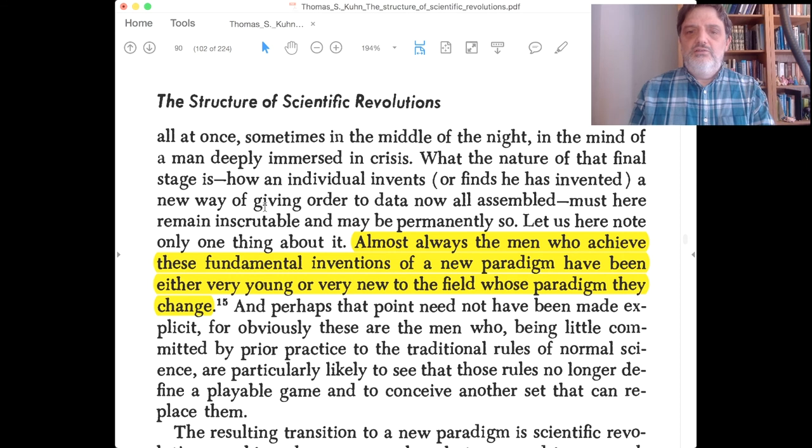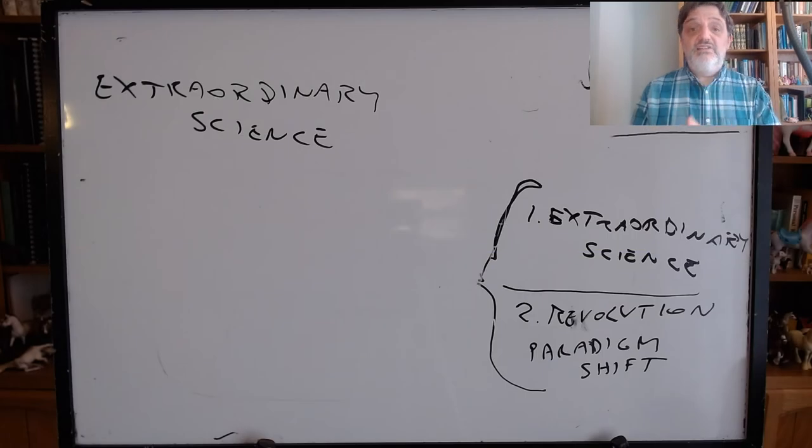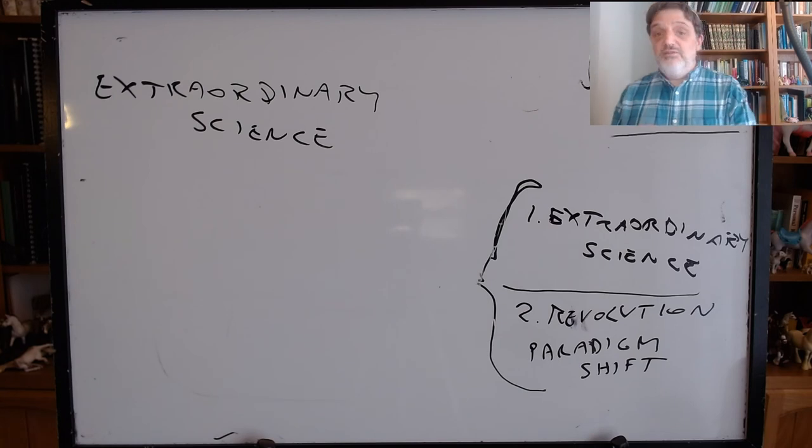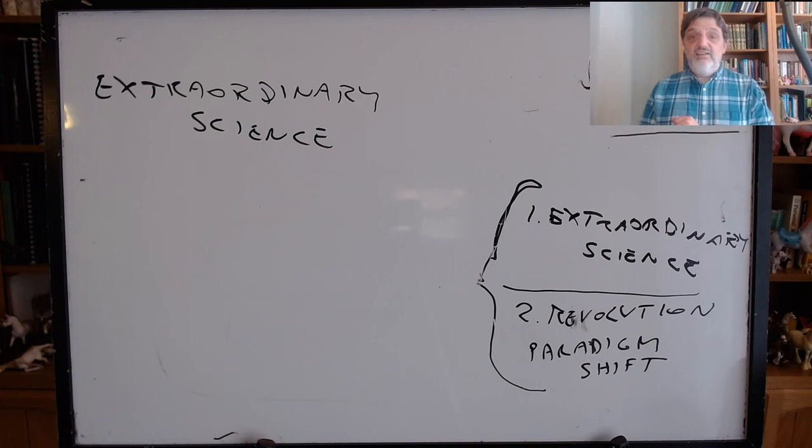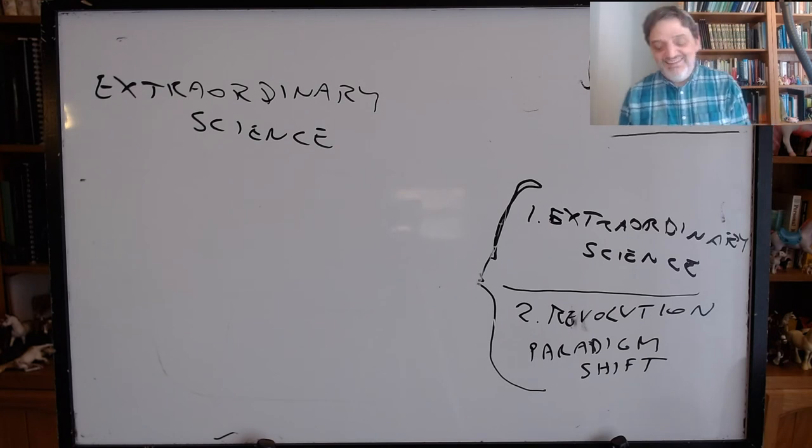almost always the men who achieve these fundamental inventions of a new paradigm have been either very young or very new to the field whose paradigm they change. Right? Remember, I told you, I mean, first of all, Kuhn was still, I don't remember exactly when he was born, but he still was pretty young in 1962. But more importantly, he was an outsider to philosophy when he started working out these ideas. He came from physics to philosophy. So I think when he says almost always these men are young and are outsiders in their field, he's thinking of himself. Right. So he's thinking of himself as fitting that pattern.